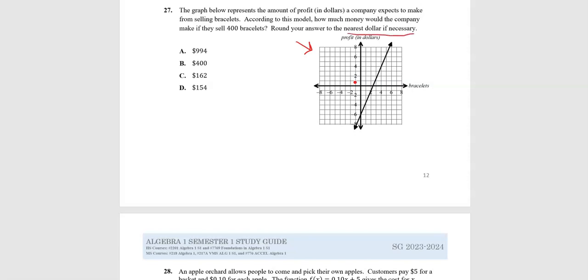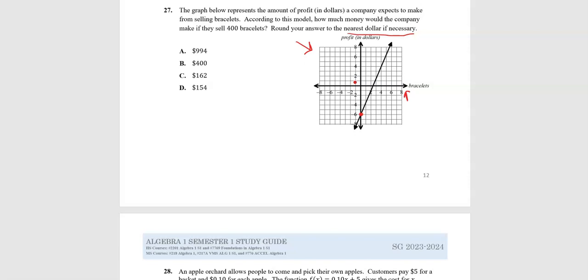Now, if I look at my graph, you can tell that we do not go all the way up to 400 bracelets. There's no way that we can go up to 400 bracelets. That means I'm going to have to use some estimation by making a function, or not estimation, but I'm going to have to use a function to predict how much they would make if they sold 400 bracelets. In order to make that function, I need to write in a function for this graph.